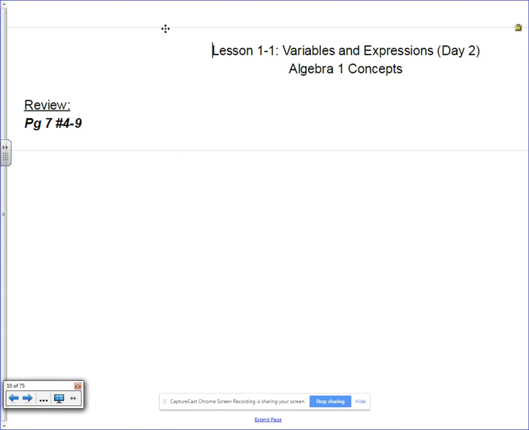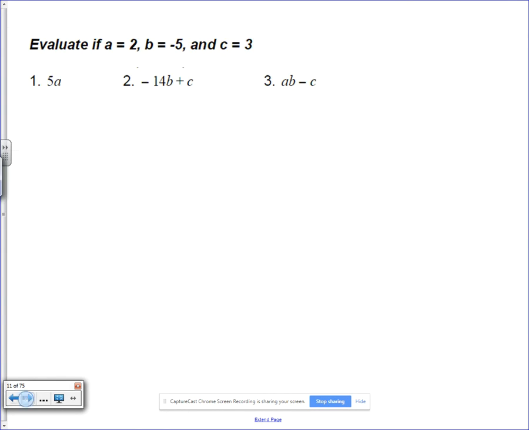Okay, let's start not at page 7. Let's start here. It says that we need to evaluate these things, and I give you a bunch of letters and a bunch of numbers up there. What do you think I'm going to do with those numbers? We're going to substitute them in for the variables. For example, that says 5a. Do I know what a equals? 2. So I'm going to put that in there.